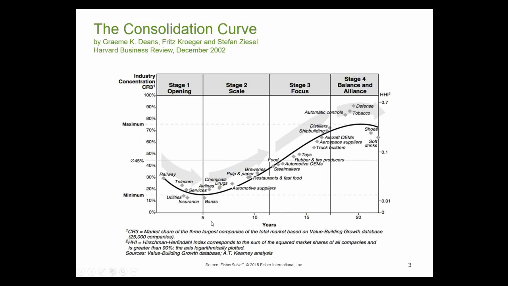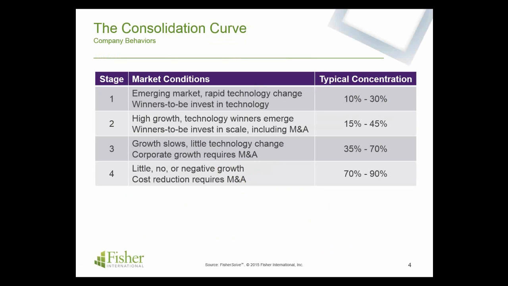So we look at that versus time, and we can see industries that are located in each stage, and we divide the curve up into 4 stages: the opening, scale, focus, and balance and alliance stage. It's interesting to note that here is the pulp and paper industry in what the authors would deem to be stage 2. And that's kind of a curious thing. We think of the pulp and paper industry as being very mature and would therefore expect it to be up in the balance and alliance stage, or the 4th stage of consolidation. But in fact, we want to take a closer look at the industry characteristics, or the company characteristics, in each stage of the market.